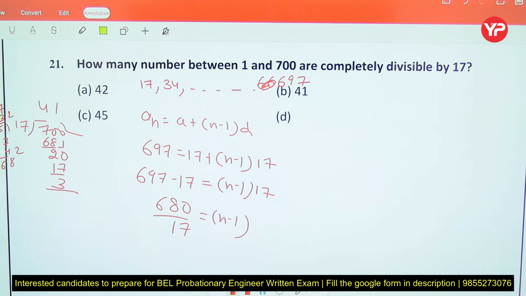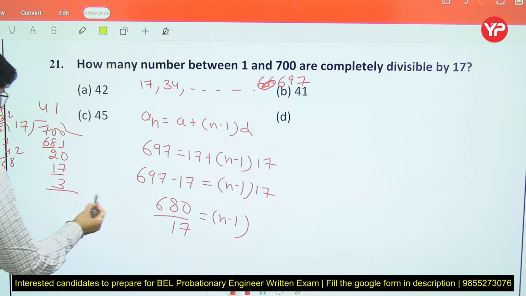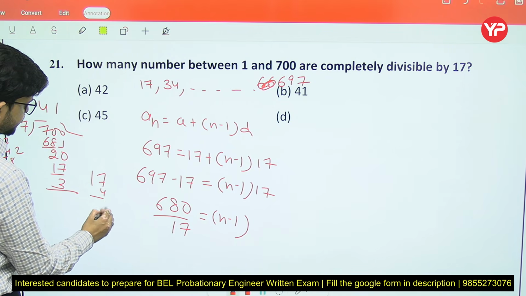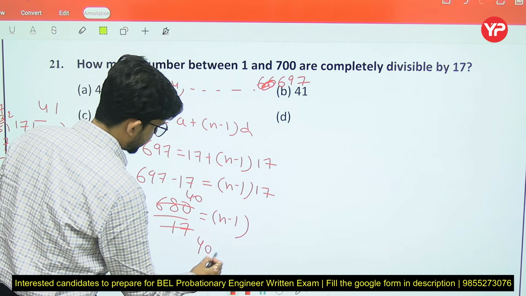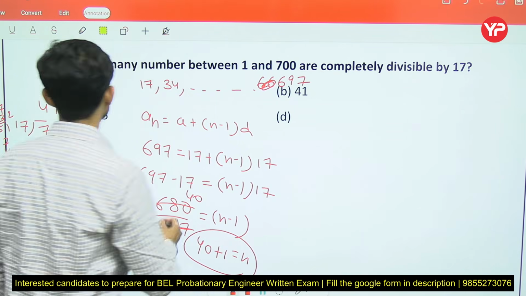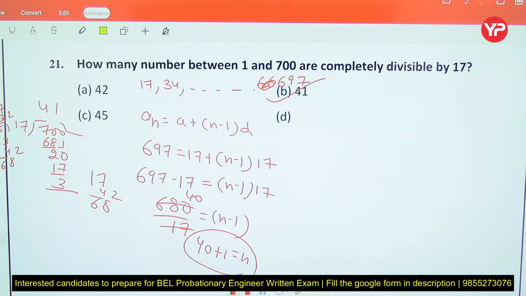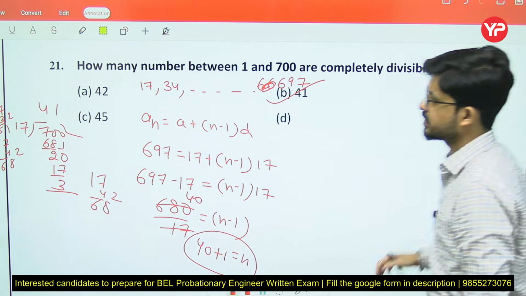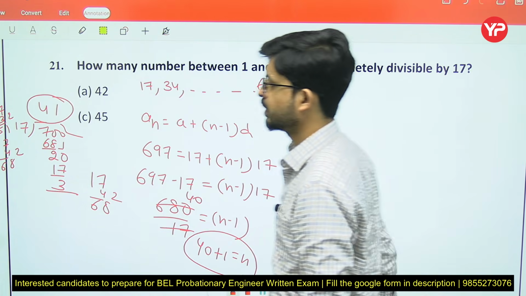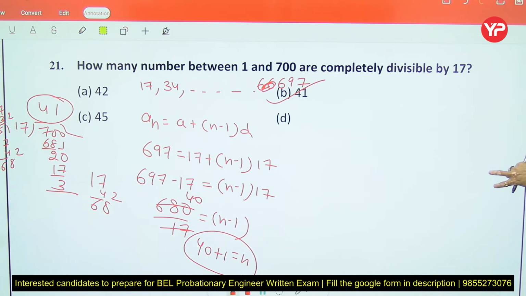And if I divide this, what we get? It will be 40, I think. Yes, 40, and 40 plus 1 is equal to n. So our answer will be 41. Okay? And the short form of this question is, you will simply get from here also that it is 41. So just you have to directly divide it.